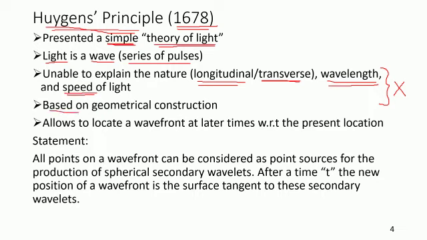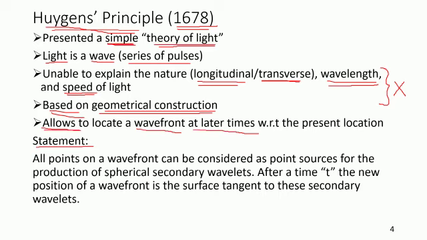And this theory is based on a geometrical construction. This means you have to draw some figures, and you treat the propagation of light in this theory in the concept of wavefronts. But the beauty of this simple theory is it allows us to locate a wavefront if you know a wavefront at some time. This theory allows us to locate or find the position of a wavefront at some later time with respect to the present location.